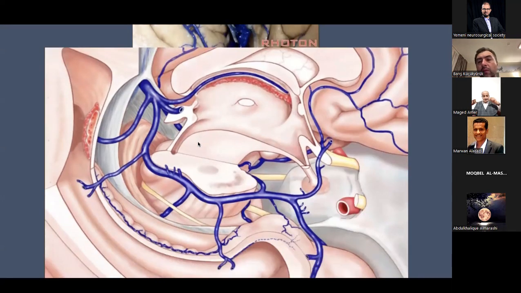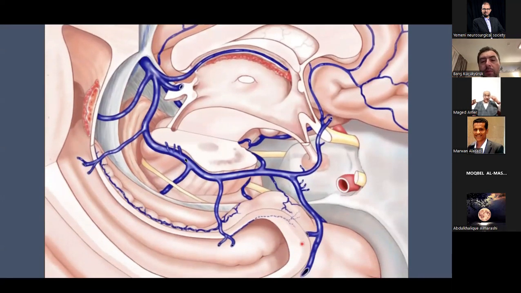This is another view. This is the deep Sylvian vein. This is the anterior cerebral vein, and there should be a third one, as I said, the olfactory vein, and then it joins the peduncular vein and goes all the way back as the basal vein of Rosenthal to join with the vein of Galen together with the internal cerebral veins.